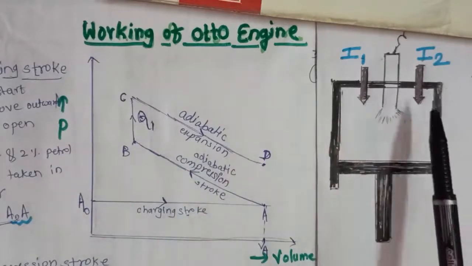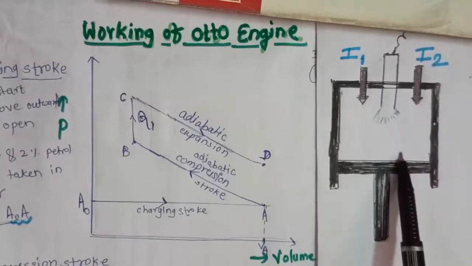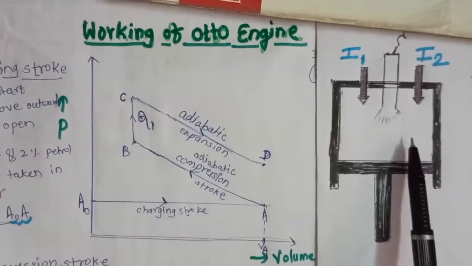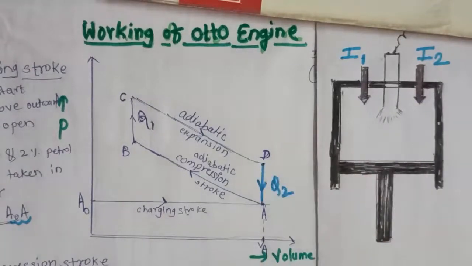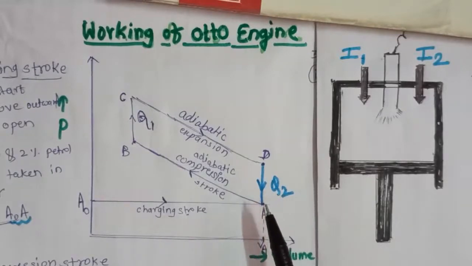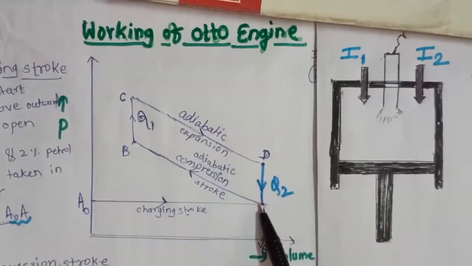Now, outlet valve I2 opens. The part of the gas with an amount of heat Q2 goes outside. The change is represented by line DA. Due to this, pressure decreases.